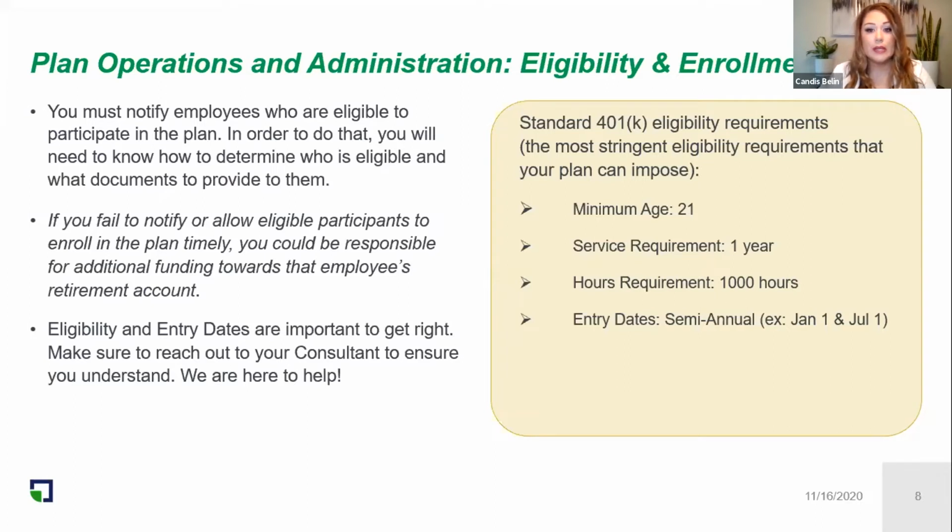I'm going to go through a couple examples of how to determine somebody's eligibility and entry date. We're going to start by talking about the standard eligibility requirements. This is the most strict you can be in a 401k plan: minimum age 21, 1 year of service, 1,000 hours, and semi-annual entry dates, January 1 and July 1 for a calendar year plan. Now, as I mentioned, these can be more generous or flexible, such as age 18, 6 months, 500 hours, quarterly entry.